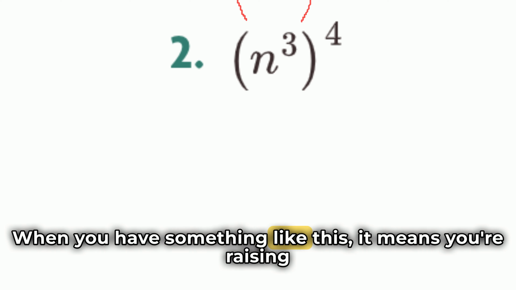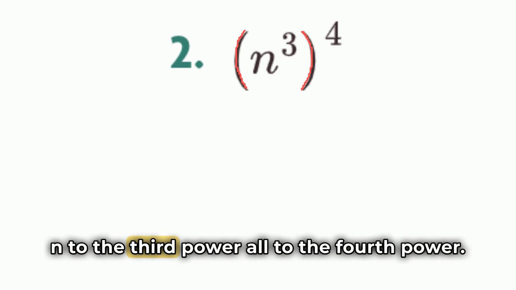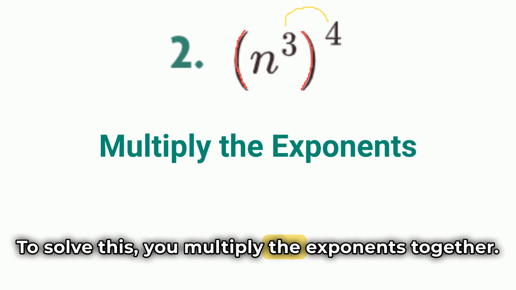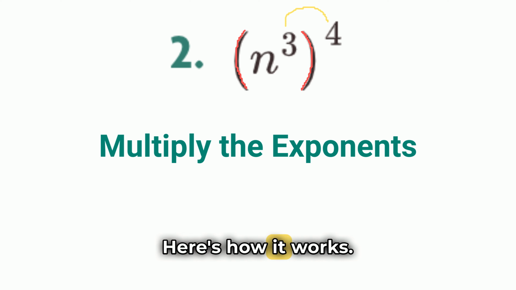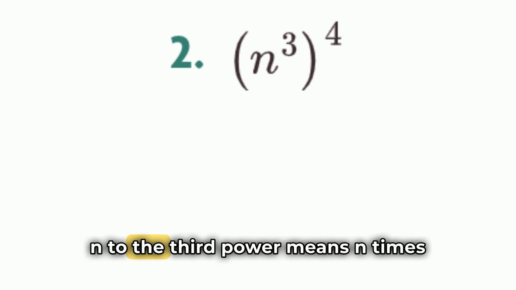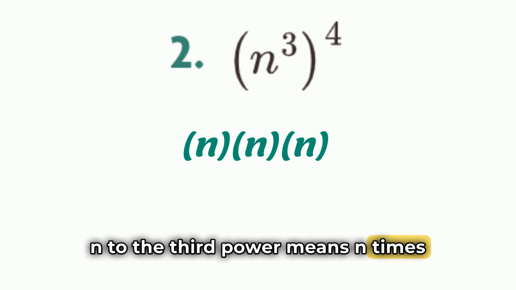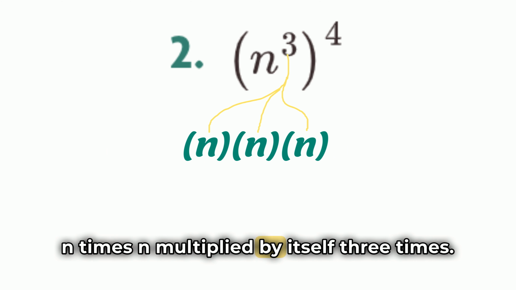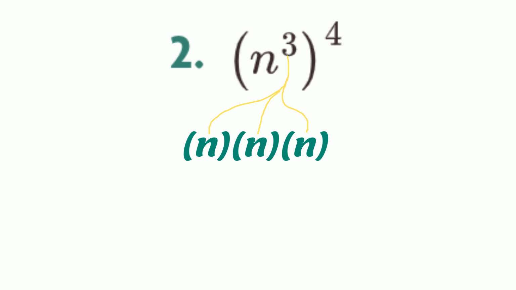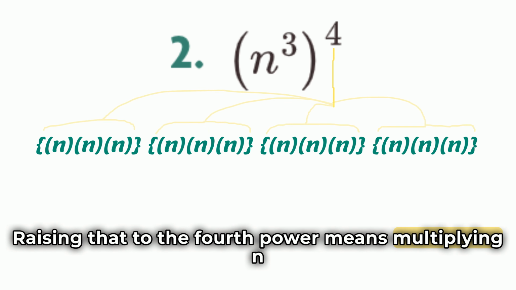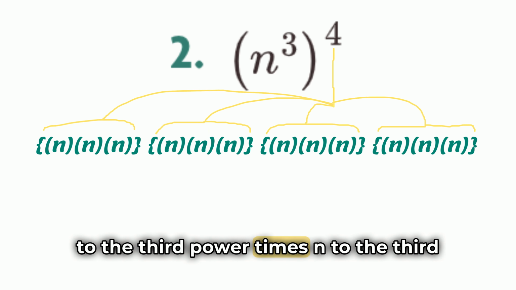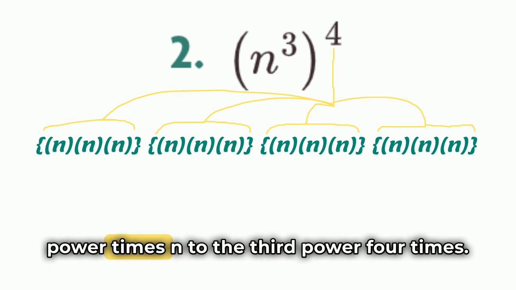Number 2. When you have something like this, it means you're raising n to the third power all to the fourth power. To solve this, you multiply the exponents together. Here's how it works step by step. n to the third power means n multiplied by itself 3 times. Raising that to the fourth power means multiplying n to the third power times n to the third power times n to the third power 4 times.